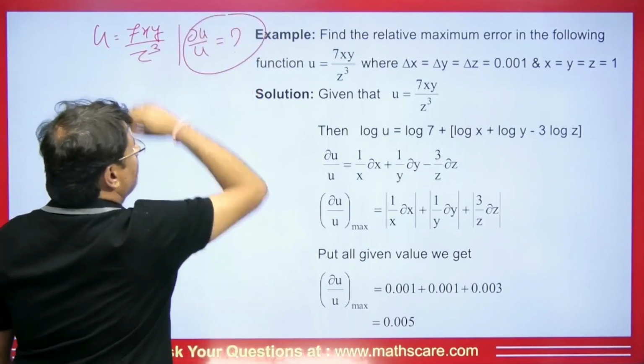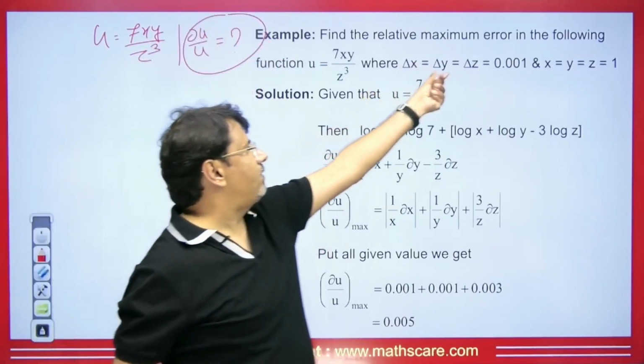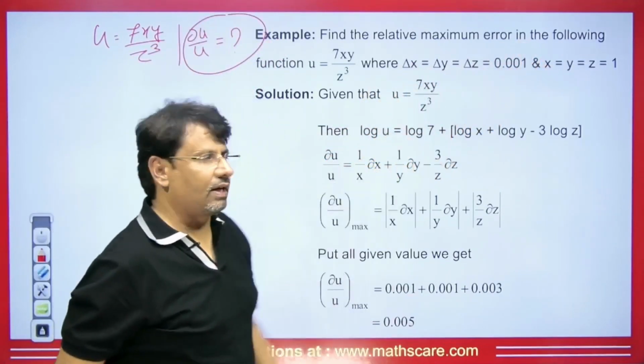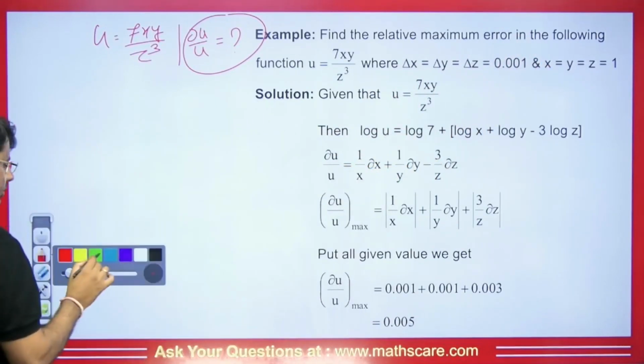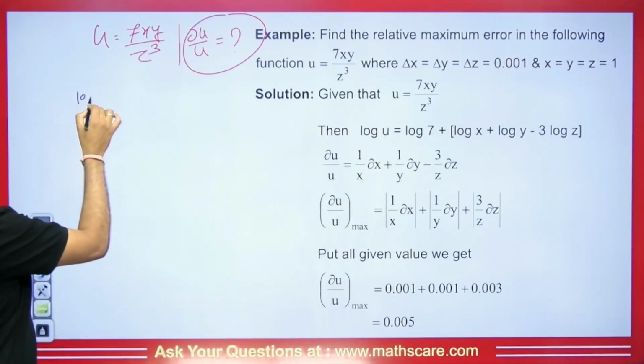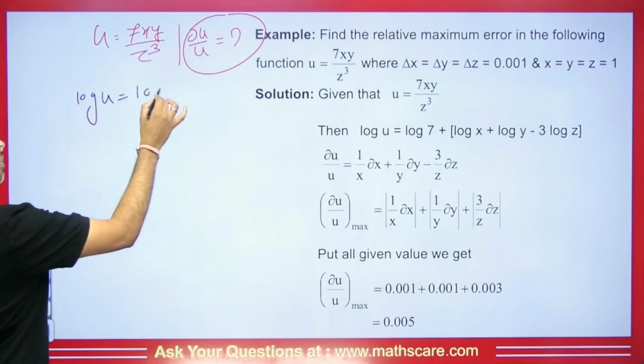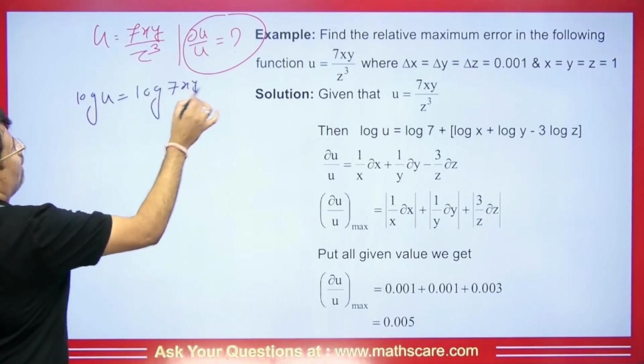Clear? Whenever we have such a question given, then we have del x, del y, del z and x, y, z are given. Whenever we have this type of question, apply log to it. It will be easier. What will we do? Here we take log on both sides. What will come? Log u is equal to log, this will come 7xy upon z cube.